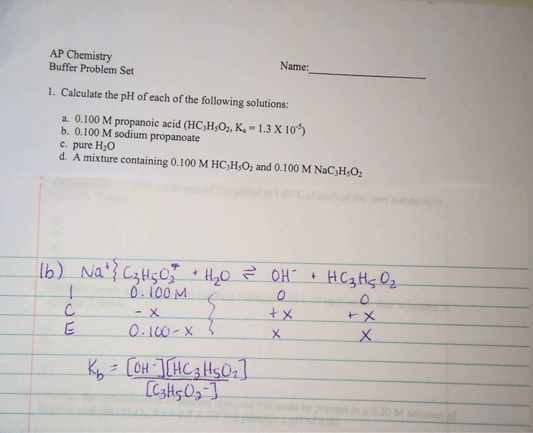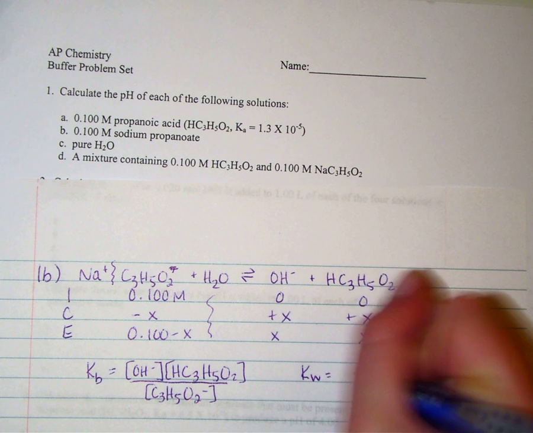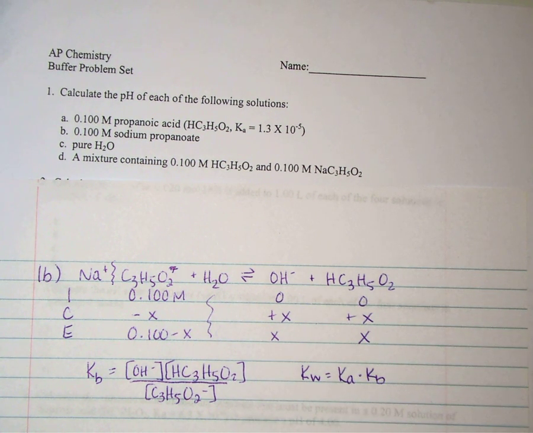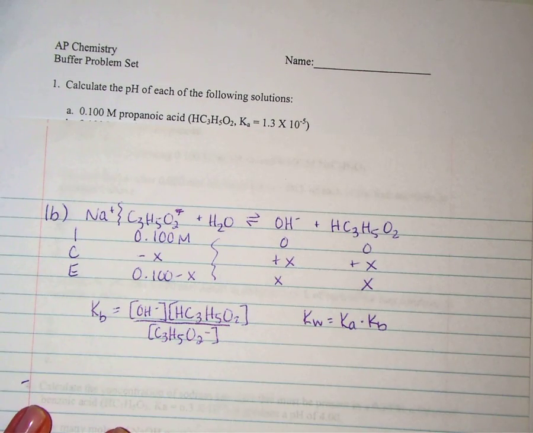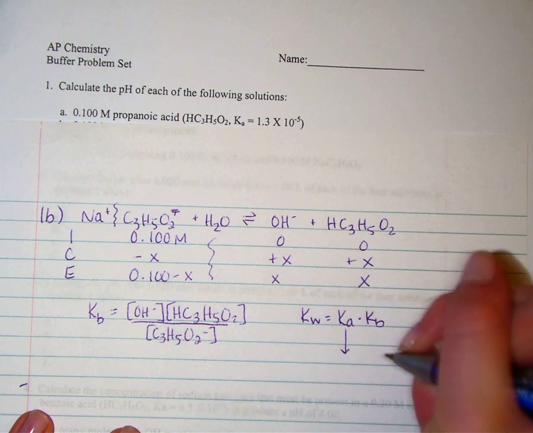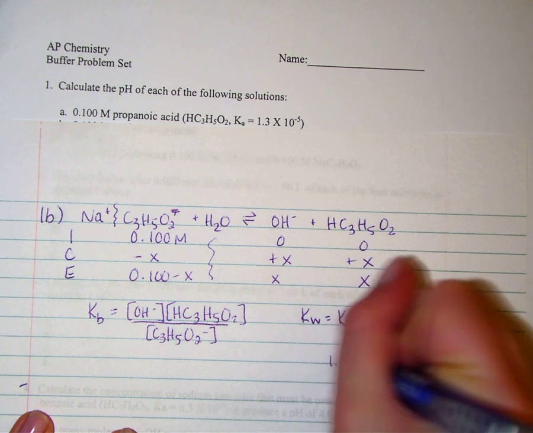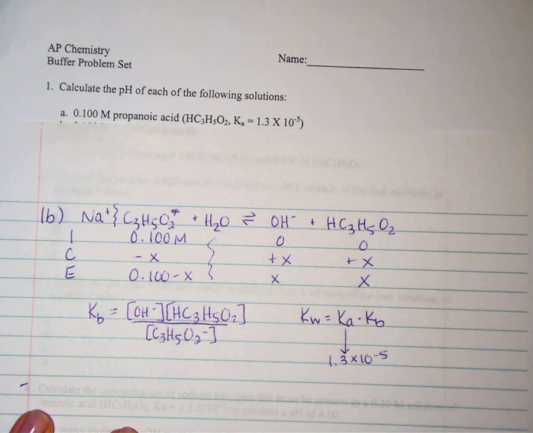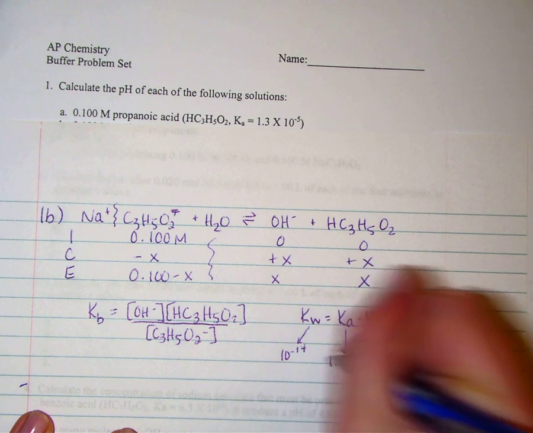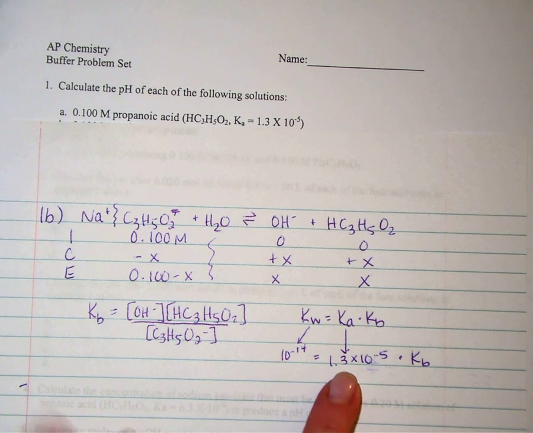And I do know this one little trick, that Kw equals Ka times Kb if they're for a conjugate acid-base pair. So I know from problem number 1, and you can actually see it right up in my original sheet, that Ka for the propanoic acid is 1.3 times 10 to the negative 5th. And I know Kw is 1 times 10 to the negative 14th. So what I can do is find Kb by taking Kw and dividing it by Ka.